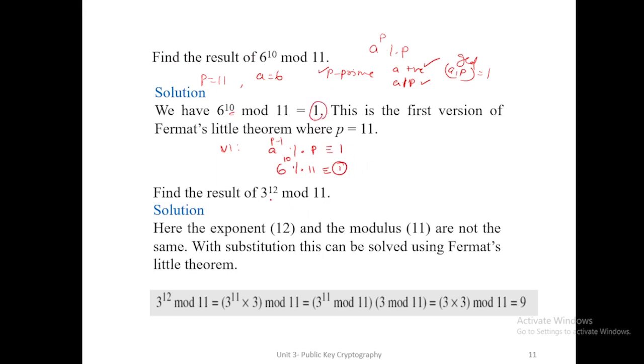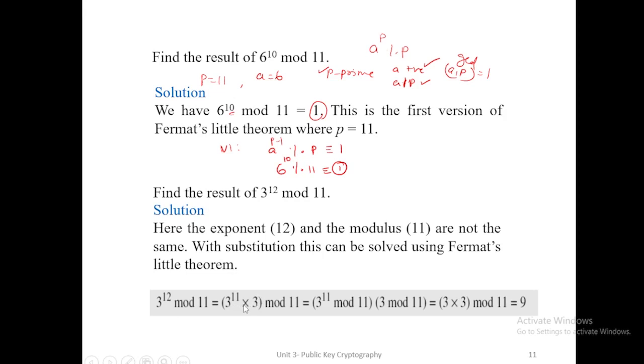Let us take the second example, 3 power 12 mod 11. Here a is 3 and p is 11. p is a prime number, a is a positive number, a is not divisible by p, and the GCD of a comma p is 1. So all these conditions are satisfied, but the power value is not p minus 1. The power value should be either p minus 1 or p, but here it is p plus 1. So 3 power 12 can be rewritten as 3 power 11 into 3 power 1.